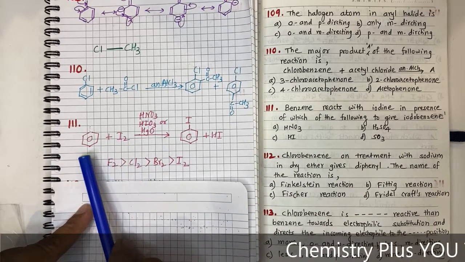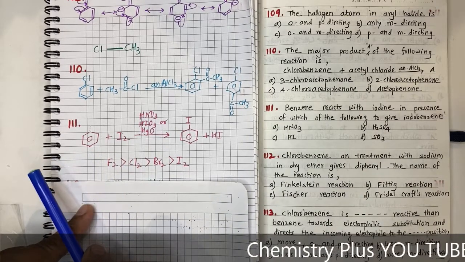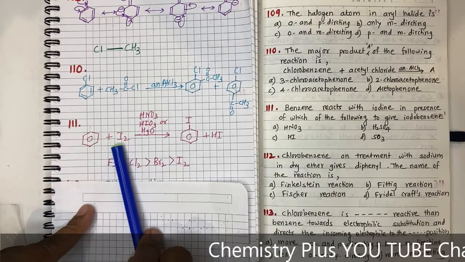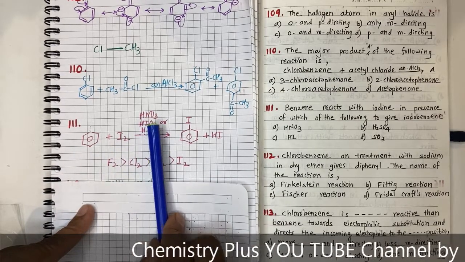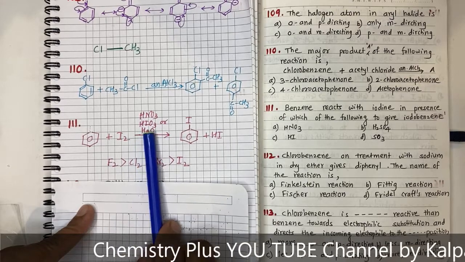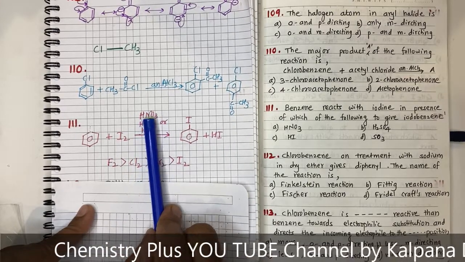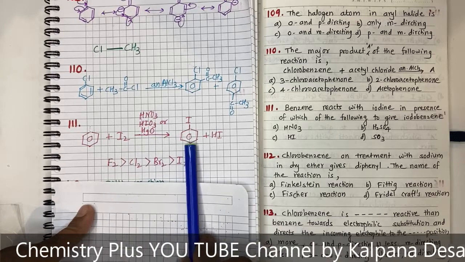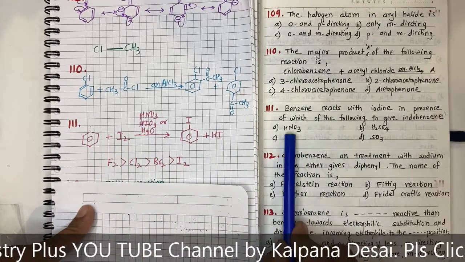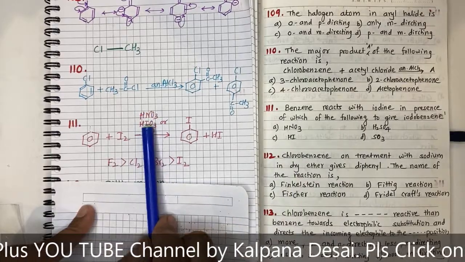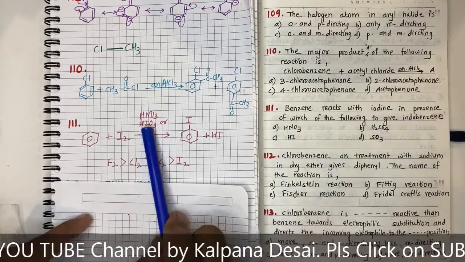You know that you studied the halogenation of alkane, same here. Therefore use either nitric acid, iodic acid or mercuric oxide. Remember these reagents. Any one of these, then this reaction is possible and gives the iodobenzene. Now here the option HNO3. Okay, either one of these, nitric acid or this or this.